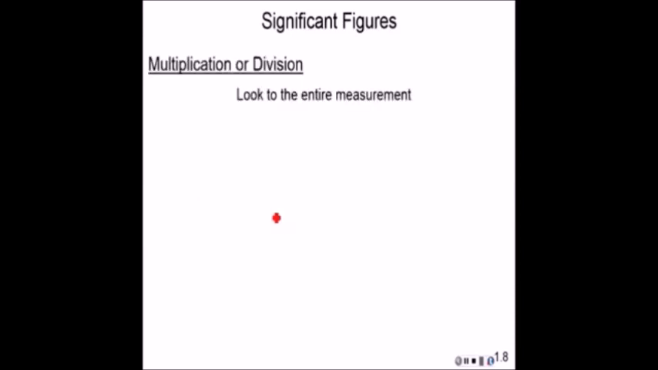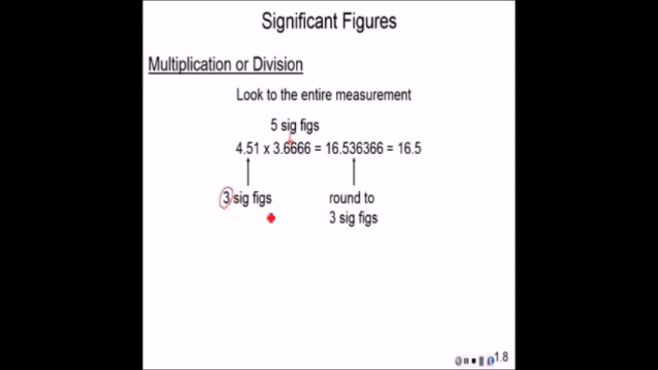Multiplication and division is a little bit different. We're going to consider the entire measurement. So here we are multiplying these 2 together, and this is what we get for an answer. There are 3 significant figures here, and there are 5 significant figures here. So how many should I round my answer off to? Well, the rule is stating that I want to write my answer in such a way that it has the same number of significant figures as the smaller number of significant figures. Therefore, I want 3, and I get this for an answer.